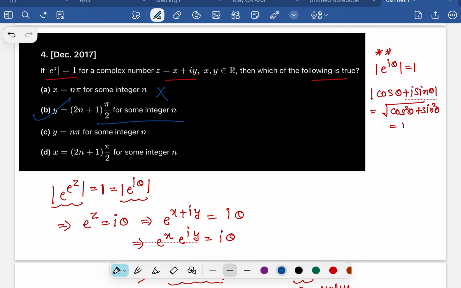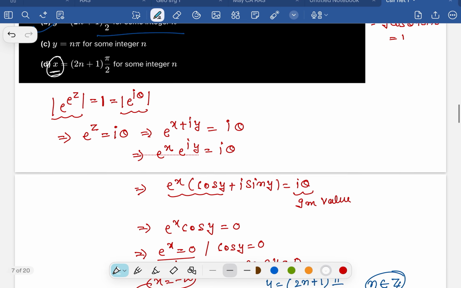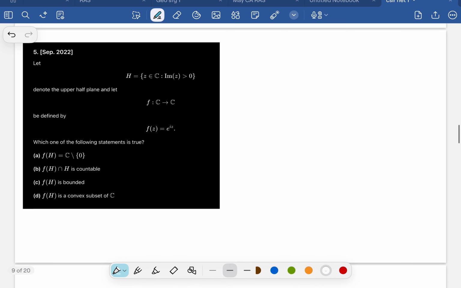Look, between b and d you should not be confused. You should not get confused between b and d. In d, this is the value of x, but we do not get the value of x here. We get the value of y here. So be attentive during the examination.